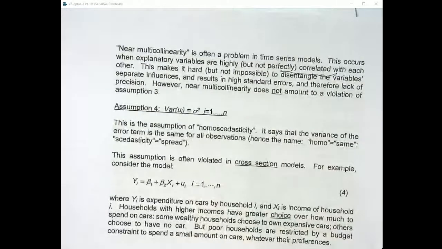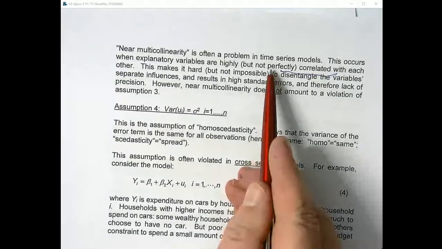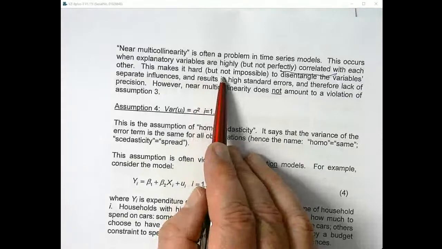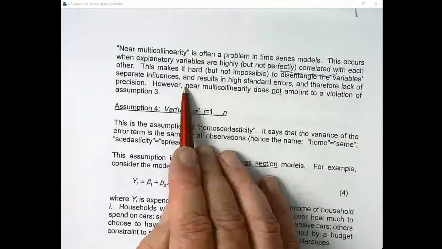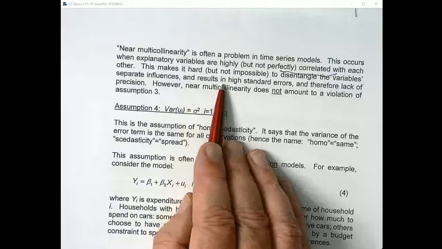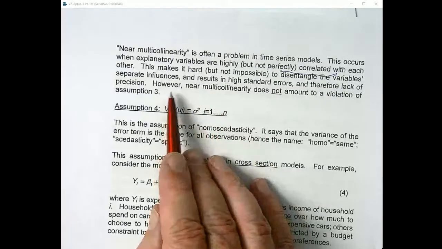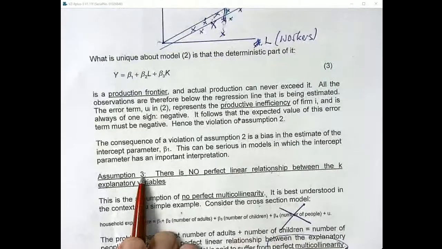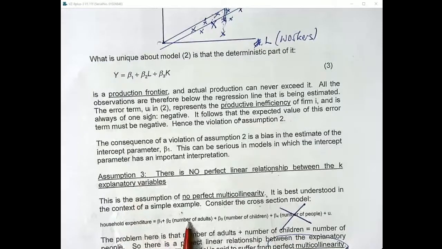If two variables are highly correlated, that just means they go up and down at the same time. They look similar to each other. They behave in similar ways. Now, if two variables are similar but not the same, this makes it hard but not impossible to disentangle the variables' separate influences, and it results in high standard errors and lack of precision. However, near multicollinearity does not amount to a violation of assumption 3. So for assumption 3 to be violated, you have to have a perfect relationship between the variables.